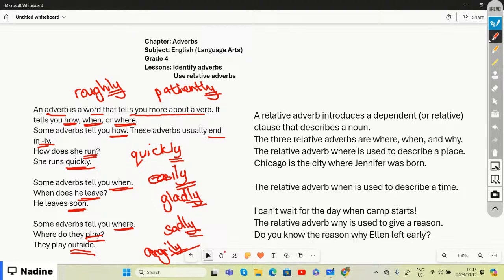And then we have adverbs that tell us when. A few examples of adverbs that tell us when.